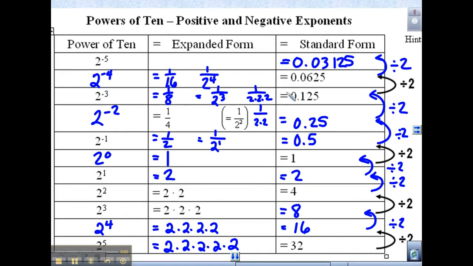This is video number 4 on scientific notation and powers of 10. I was hoping to get that last one in before that video ran out.